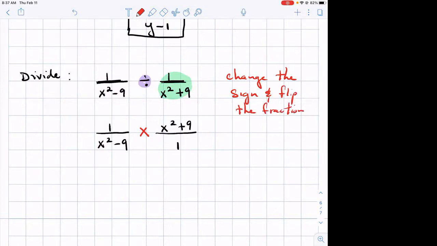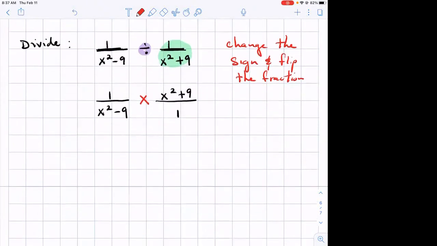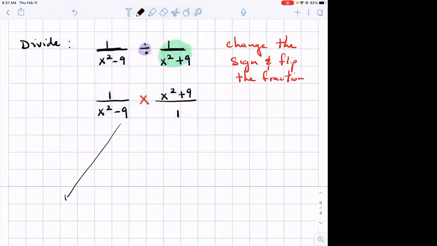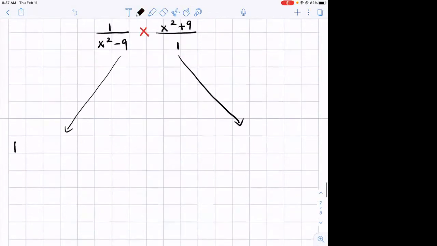And now we go through with the same idea as we did before for multiplication. So I'm going to break this into 2. We want to factor the top. I want to factor the bottom.